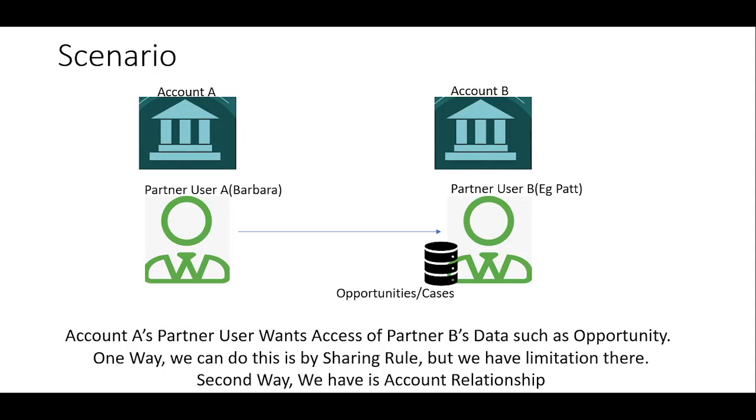One way, which I already showed you in the previous videos, is through sharing rules. In sharing rules, we can say that for this portal user account A, we want to share data with the portal user account B. So that is one of the ways. But there is a limitation: we can only have 300 criteria based sharing rules and 1000 role based sharing rules. So this is another new feature introduced by Salesforce where we can also share data from one portal user to another via account relationship.